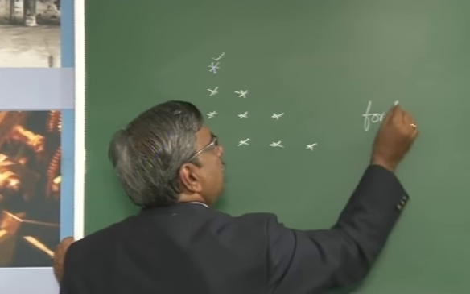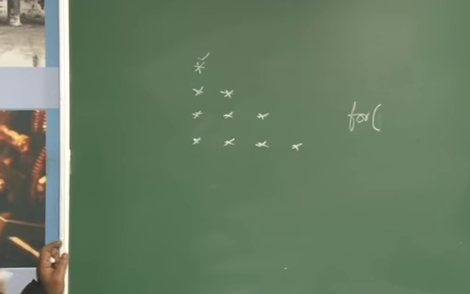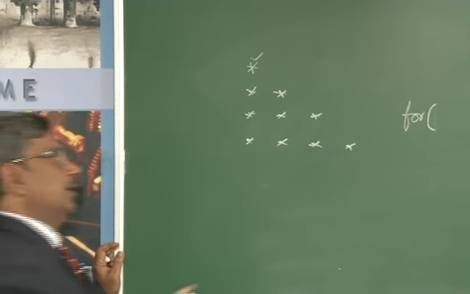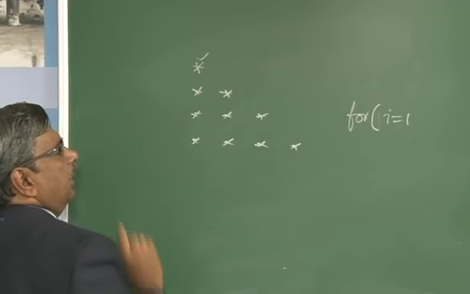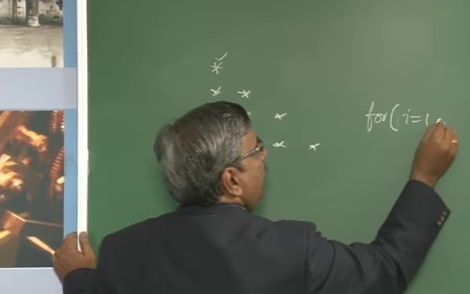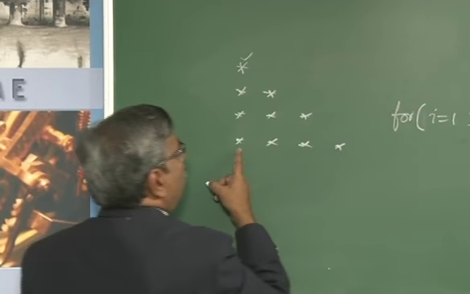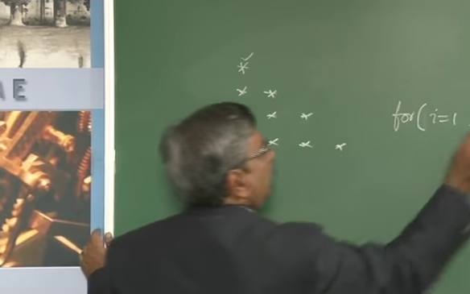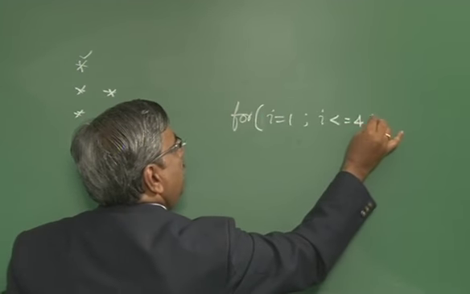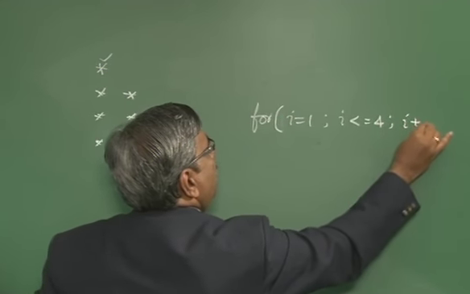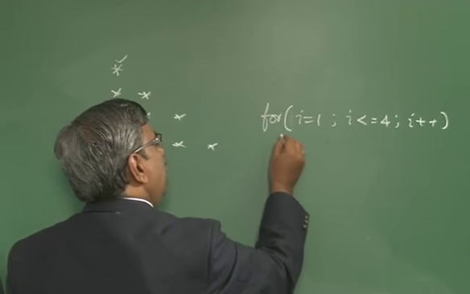It is only the printing logic. Let us assume for i is equal to 1, because there are 4 lines you have to print. For i less than or equal to 4, because in the 4th line you require 4 stars to be printed, each time increment the value by plus plus. Begin.